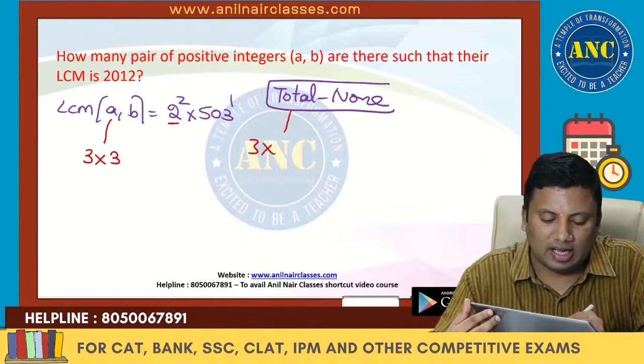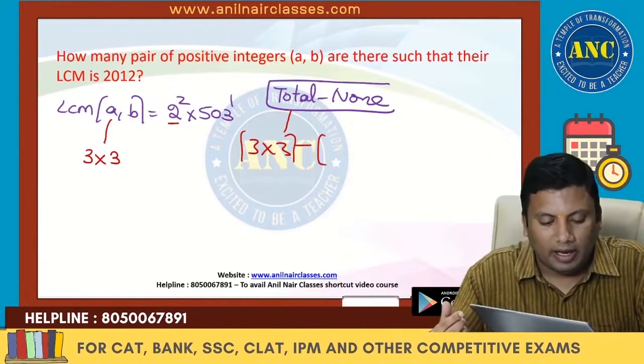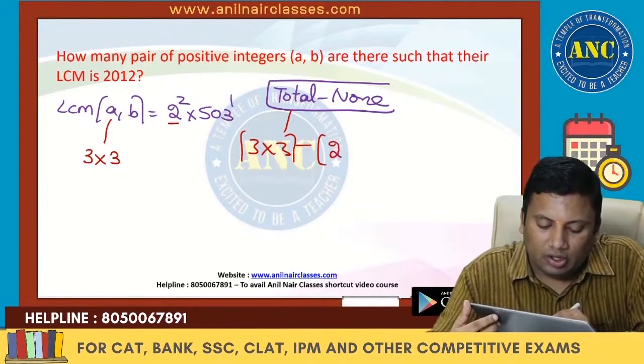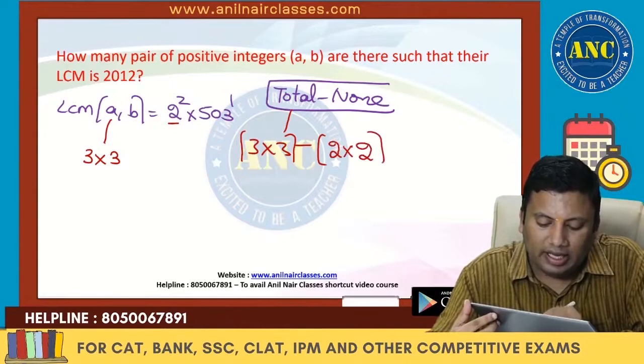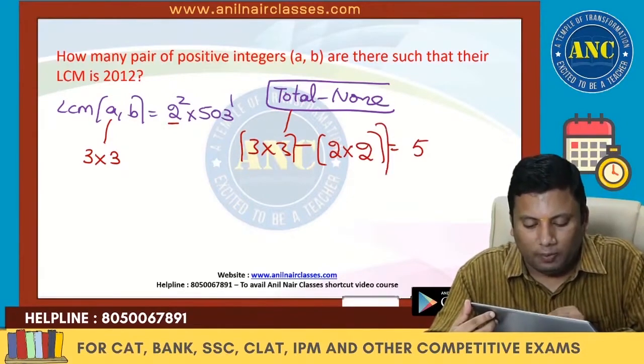Total cases are 9, distributing all the powers of 2. Minus none, don't take 2 square. A can take 2 cases, B can take 2 cases. 9 minus 4 is 5. I hope it is clear.